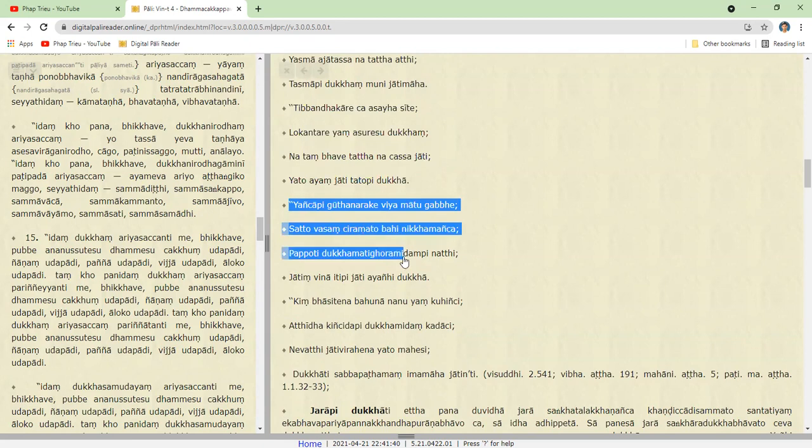Yinjapi Kutha Nerake Viya Matu Gabe, Sado Wasan Chira Mado Bahi, Nekamaninja Papodi Dokha Mati Gora Midambi Nati Jadi Wina Itibi Jadi Yini Dokha. Kutha Nagare, what does it simply mean? Madu Gabe. Sado Wasan Chirang, Ado Bahi Nekaminja. Wasan and Nekaman are modified to the Sado.